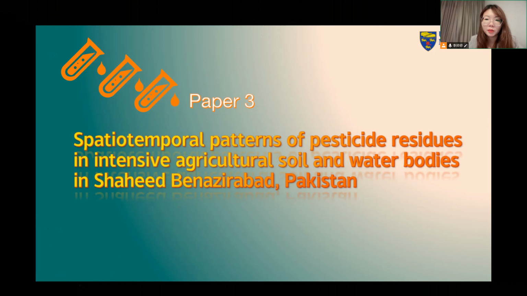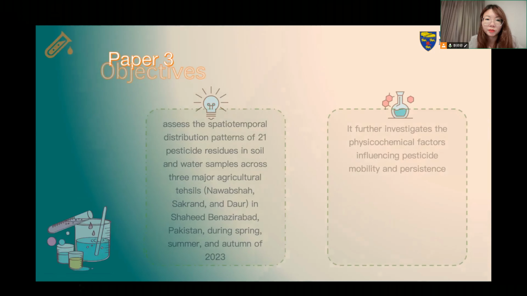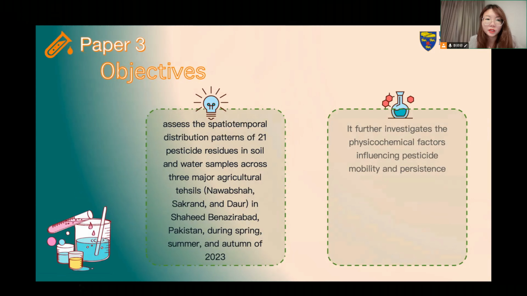The third paper is about pesticide residues in intensive agricultural soil and water bodies in Pakistan. In this study, we can see the objective has 2 points. The first is to assess the spatial and seasonal distribution patterns of 21 pesticide residues in soil and water samples across 3 major agricultural regions. And the second is to investigate the physical-chemical factors influencing pesticide mobility and persistence.